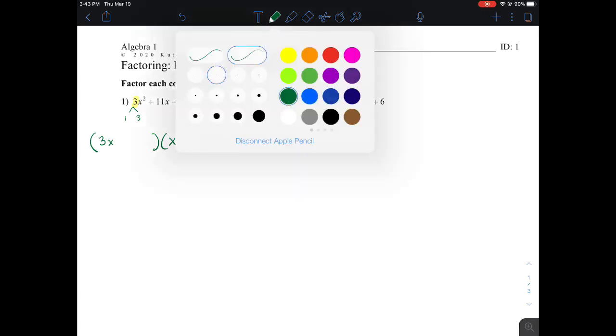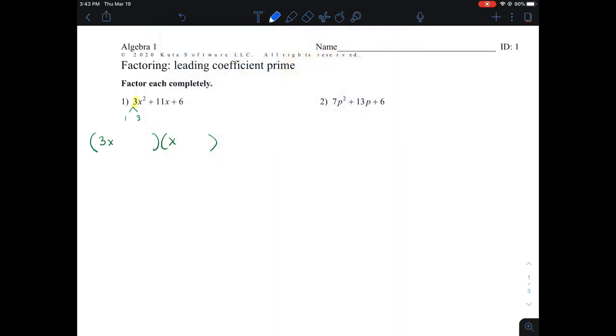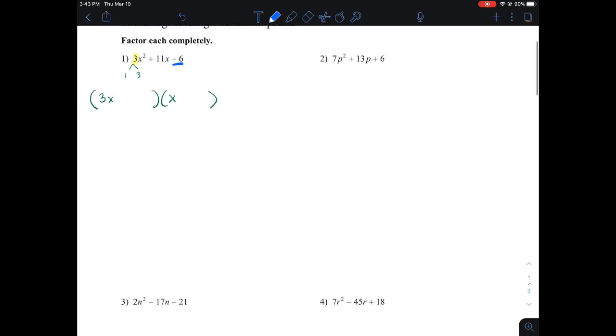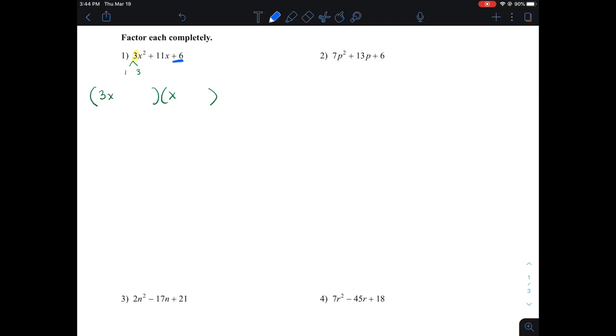Now, I need to start the process just like we do if the coefficient was a 1. I want to find the set of all numbers, or all factors, that multiply together to be positive 6. Because I have a plus sign in the middle as well, there's no negatives anywhere. I only need to use positive factors. So my factors of 6 are 1 and 6, 2 and 3.